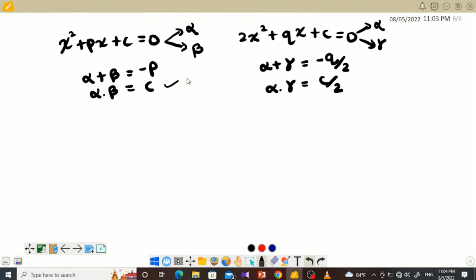I use this equation and this equation. I divide it. Then alpha gamma divided by alpha beta, then c divided by 2 divided by c. As you can see, alpha to alpha, c to c. Then I cross multiply. Then I can obtain beta equals 2 times gamma.